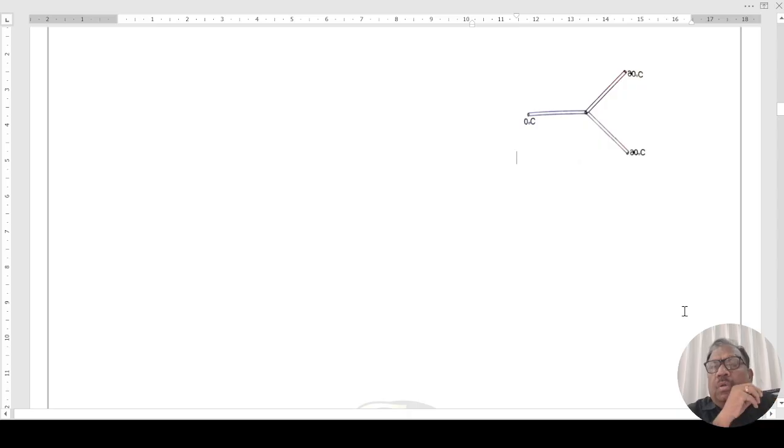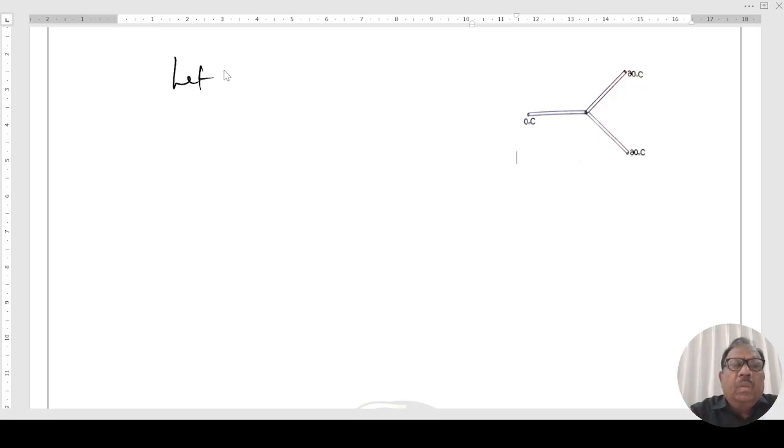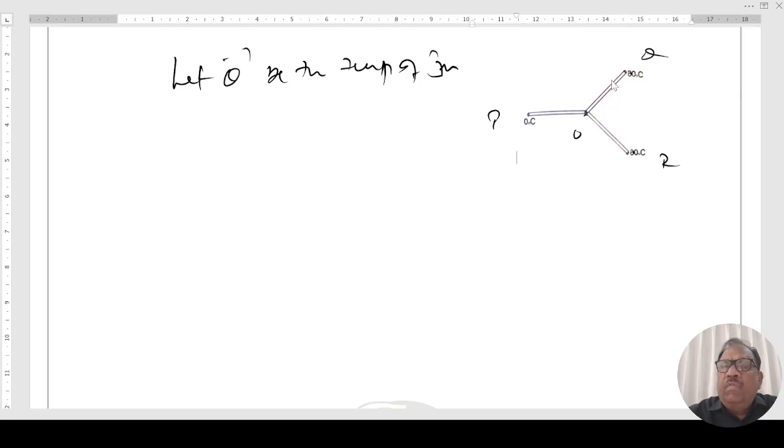Now, the solution of the question: let theta be the temperature of the junction. This is the junction. Say these are points P, Q, R, O. Heat will flow from higher to lower temperature, like this. This temperature is theta.